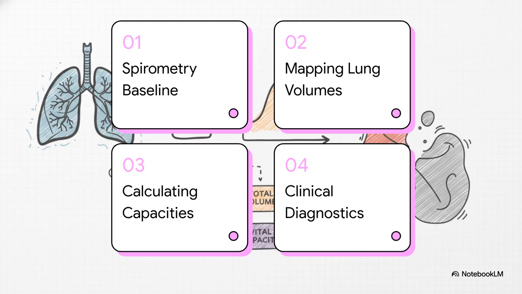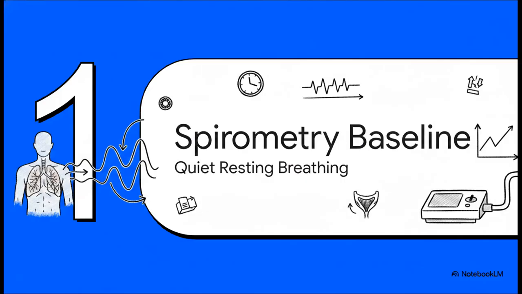To make sense of all this data, we're going to build it logically. First, we'll hit the spirometry baseline. Second, mapping lung volumes. Third, calculating lung capacities. And finally, clinical diagnostics and disease. Okay, Section 1, the spirometry baseline.